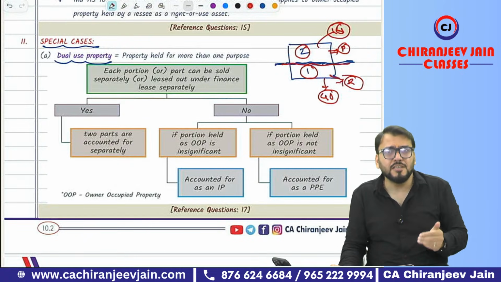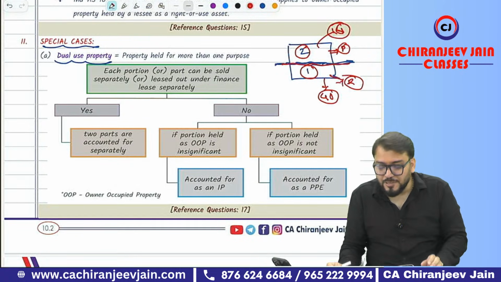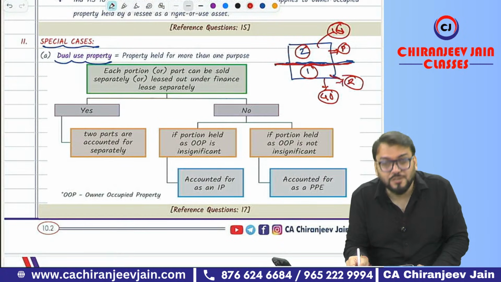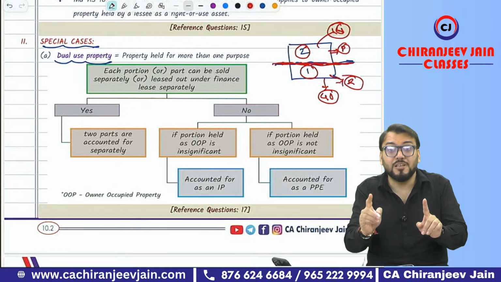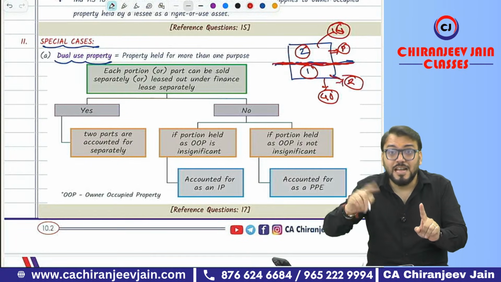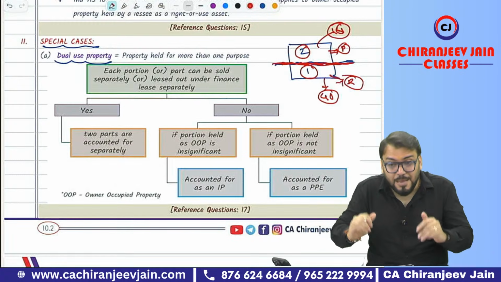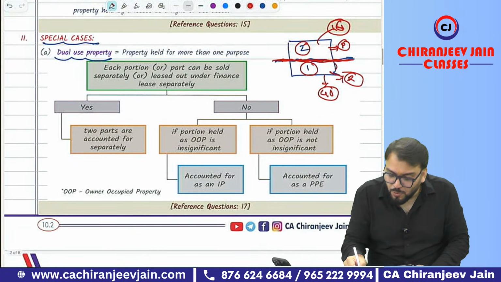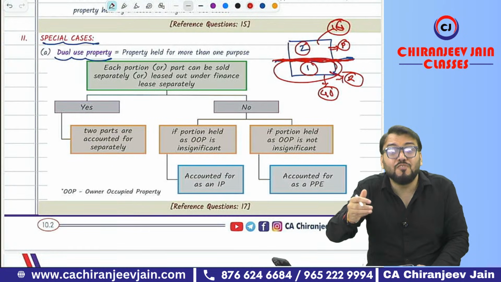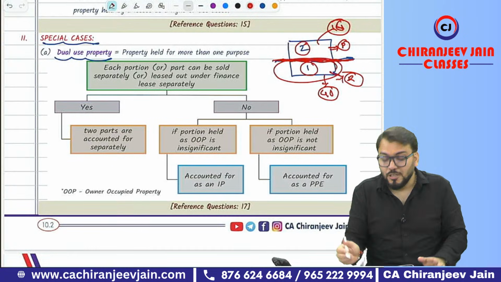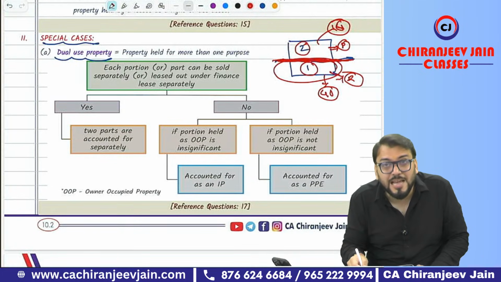Understood? So how will we understand it is separable? Separable means it is capable of being sold or capable of being given on finance lease. Just try to understand. Right now we have not sold it, and right now we have not given it on finance lease. It is capable of being sold. Means if this portion is capable of being sold separately, or capable of being given on finance lease separately, it is separable. So once it is separable, we'll apply different Ind AS.